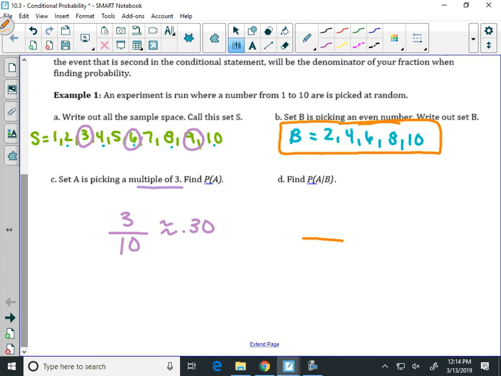And of those, first, how many elements are in set B? What's going to go on the bottom of my fraction? 5. That's our new sample space. There's 5 elements in set B. Of those, how many fit in event A, a multiple of 3?